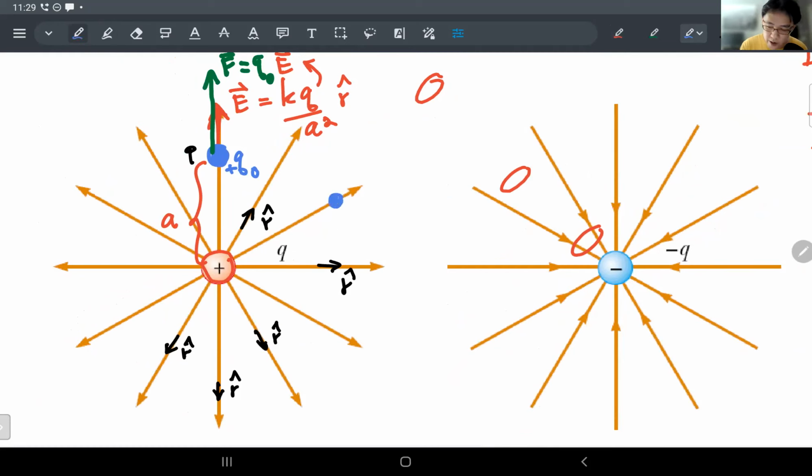I'm interested in this point. Let me put point Q. Okay, electric field at that point pointing outward. So that's your electric field. You guys with me? Cool. All right, electric field pointing out.